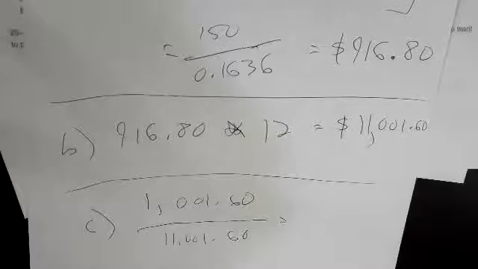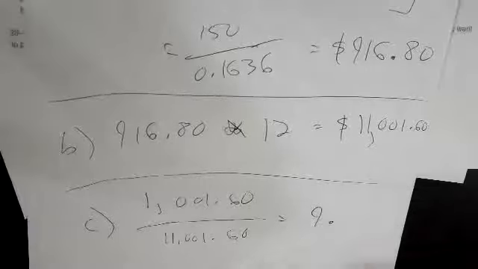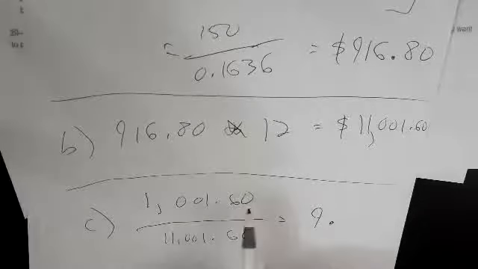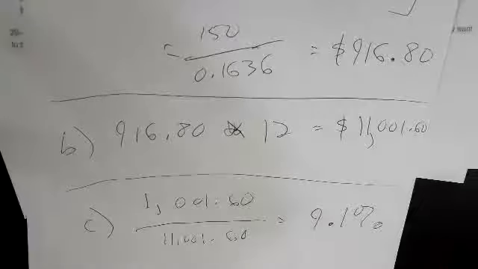I should be dividing those two numbers, 1,001.6 divided by 11,001.6. What was that? So it's 160, right? Is that correct? 1.60. Yep. Okay. It should be giving me somewhere around 9.1% when I divide these two things.